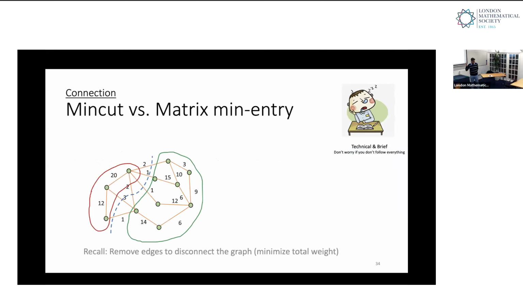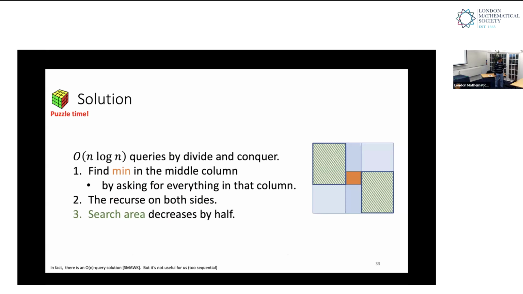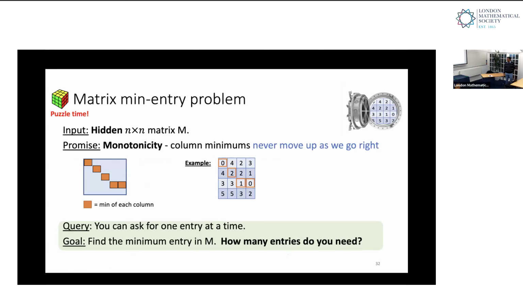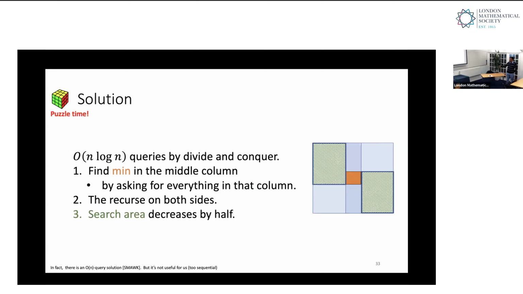So how do we connect this puzzle to min-cut? Could you go back? I think I missed something in the problem definition. Oh, you can ask for an entry at a time. Okay, sorry, I misread. To ask for a column, you already incur n, but you're only going to do it log n times.